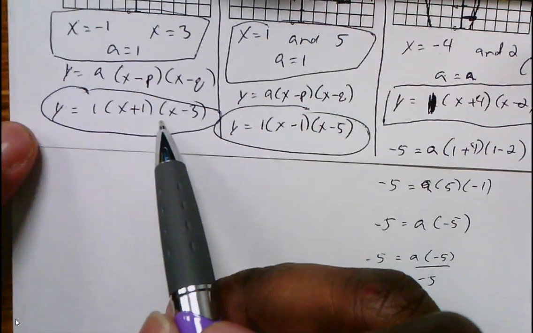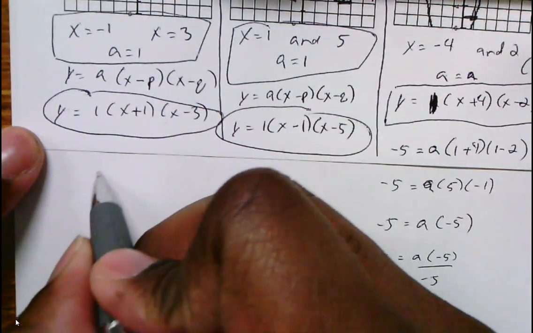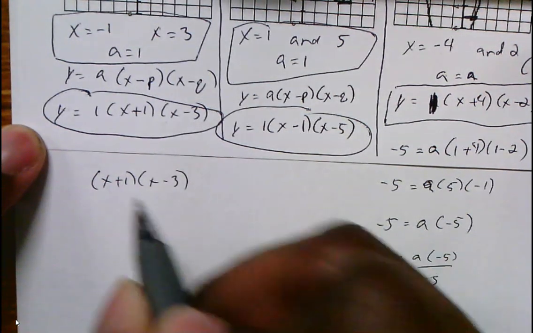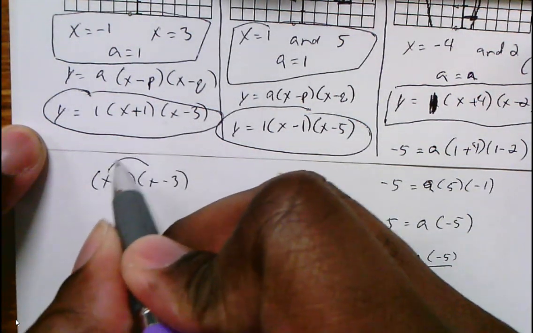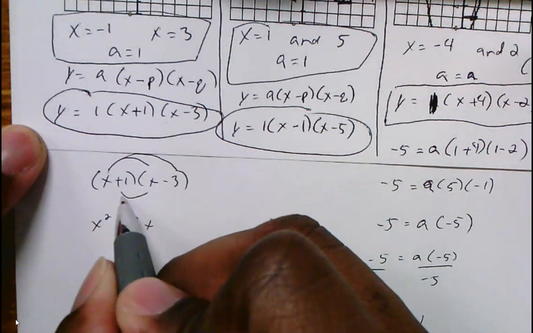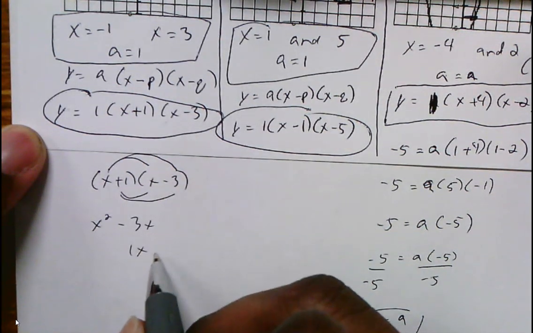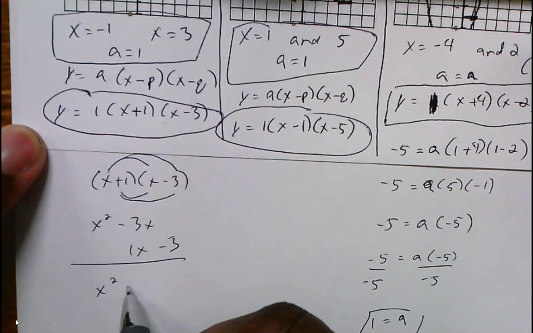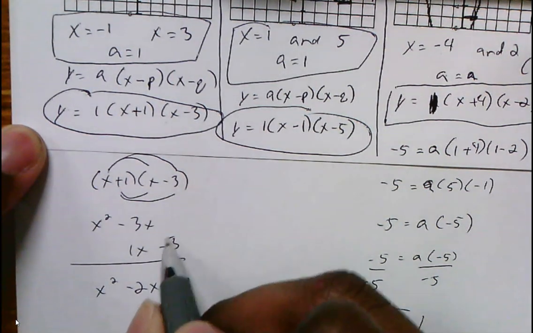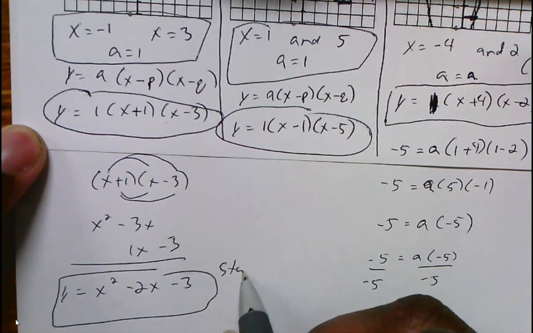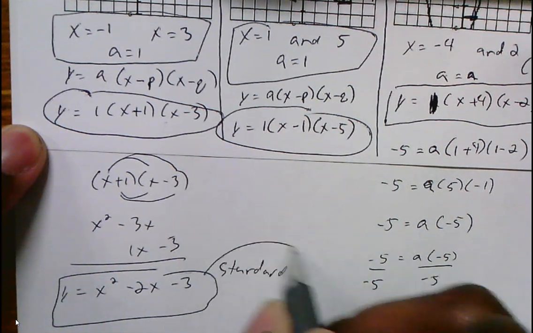Given this equation, in order to write that in standard form, you simply FOIL together the two binomials. So it's going to be y, x times x, and then x times 3. So it's x squared, take away 3x. 1 times x and 1 times 3 gives you 1x, take away 3. So it's going to be x squared, take away 2x, take away 3. So that will be the equation in standard form. You just FOIL those together.